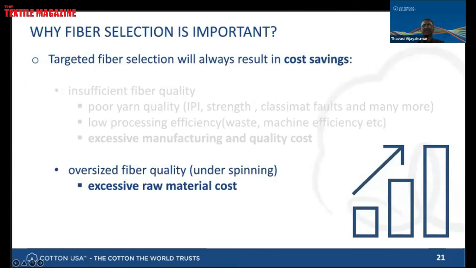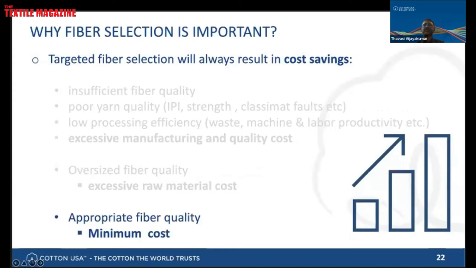So I have personally seen that some mills process 50s combed yarn, and in the same line they produce 32s carded yarn. When we inquired what the end use is, it goes for towel end use. So it is a wastage of money. So the cotton parameters have to be selected according to the end use.